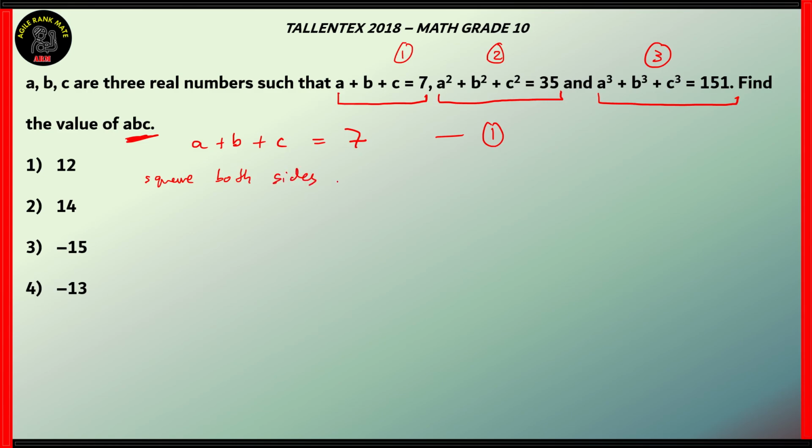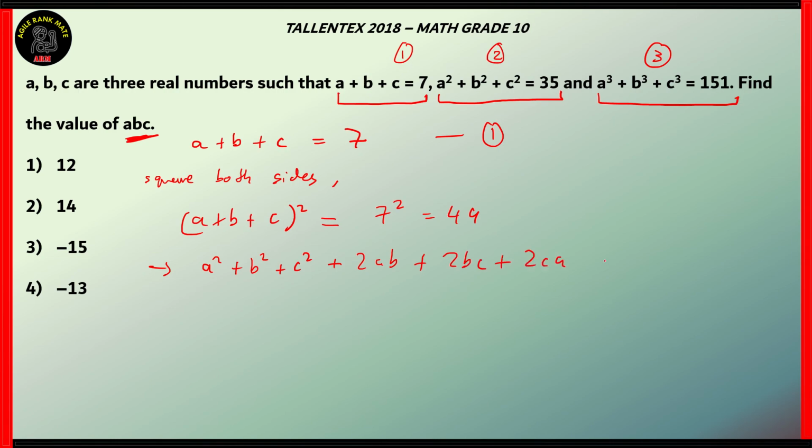So when we square both sides, what we get on the left is A plus B plus C the whole squared. And on the right-hand side, what we get is 7 squared, which is 49. Now, A plus B plus C the whole squared, according to the algebraic identity, would be A squared plus B squared plus C squared plus 2AB plus 2BC plus 2CA, which is equal to 49.